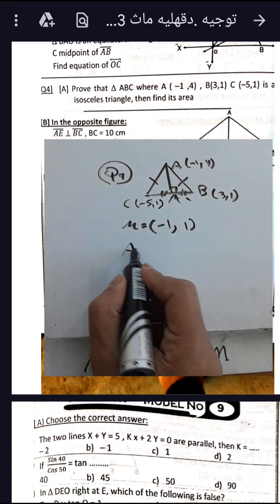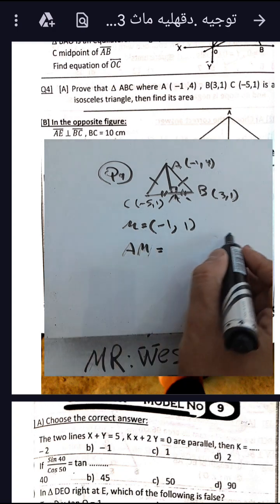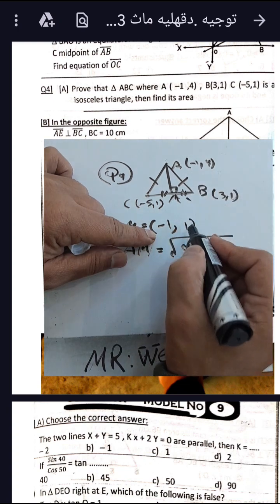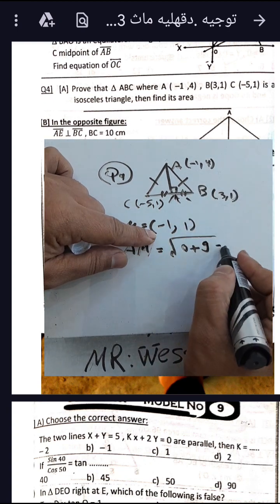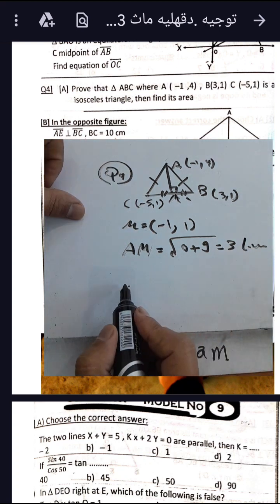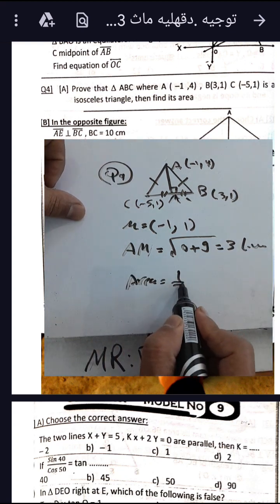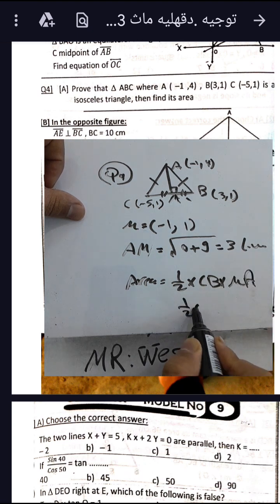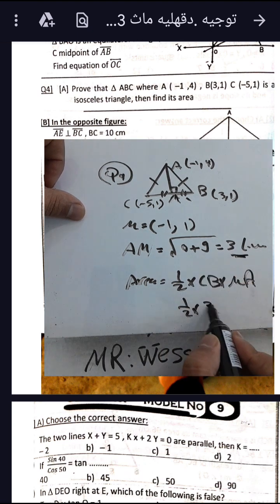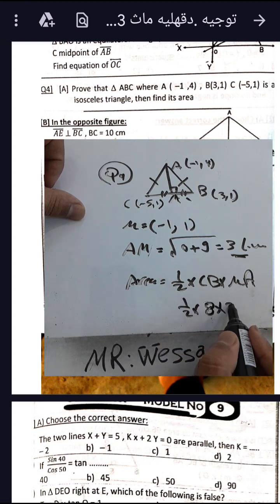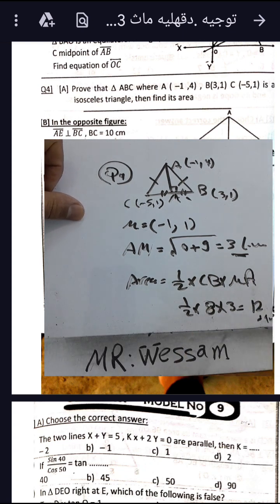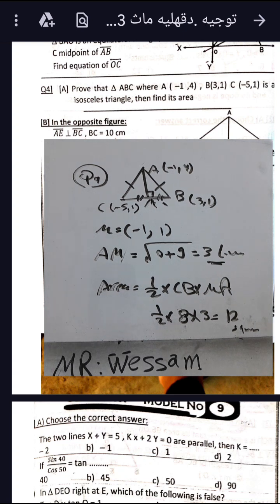And then you can find the length of AM. Square root of negative 1 minus (-1) it will be 0, and 4 minus 1, 3, 3 power 2, 9. Then the result will be 3 units. Then the area will be half times CB times MA. The base was 8, and the height 3, then the result will be 12 square units. It's the area of this triangle equal 12 square units.